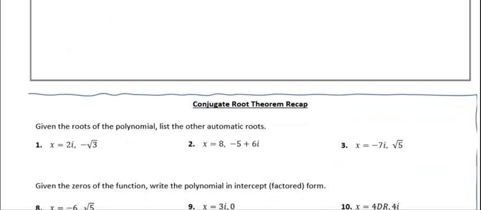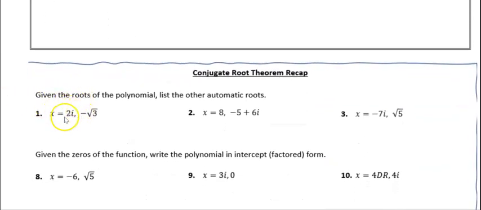Okay, so if we look down here at the bottom, given these roots, if we have x equals 2i, that means we must also have x is equal to negative 2i. If we have x is equal to negative square root of 3, we must also have x is equal to the square root of 3. If x is equal to 8, that does not mean we have negative 8. But if we have negative 5 plus 6i, we also must have x is equal to negative 5 minus 6i.